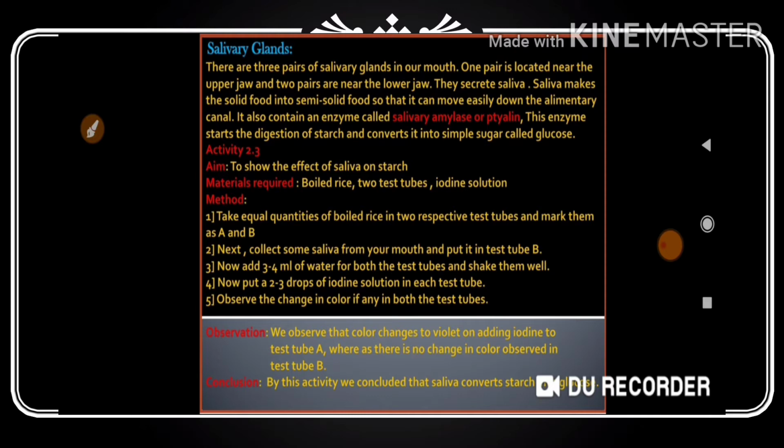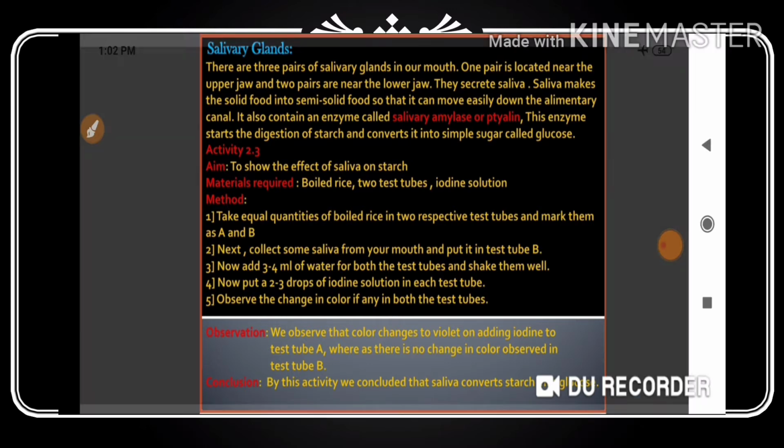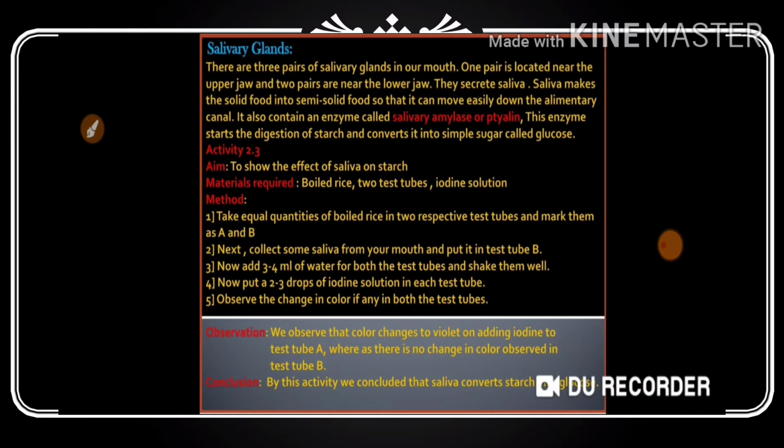Totally we have three pairs of salivary glands in the buccal cavity, that is in the mouth. One pair of salivary glands is present near the upper jaw, and two pairs are present near the lower jaw. Got my point? Totally we have three pairs. One pair is in the upper jaw, two pairs in the lower jaw. So what is the use of the salivary glands? They secrete saliva, which is very important for us.